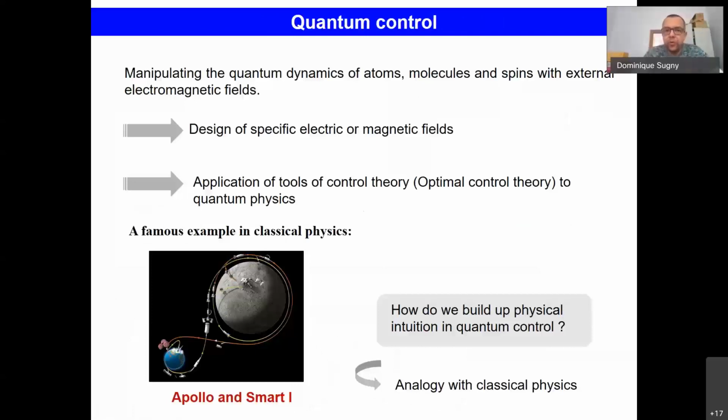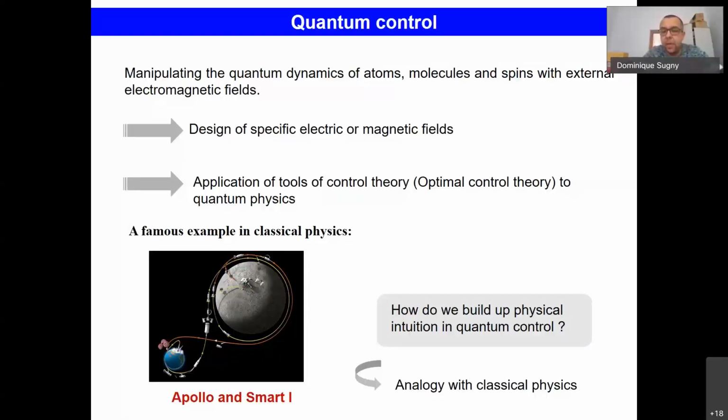For quantum control, the goal is to manipulate the quantum dynamics of atoms, molecules, or spins by using some specific time-dependent external electromagnetic fields. So to realize some specific task, we need to design these electric or magnetic fields, and to compute their time-dependent evolution. So we can use the tools of control theory. So we have a very general mathematical framework.